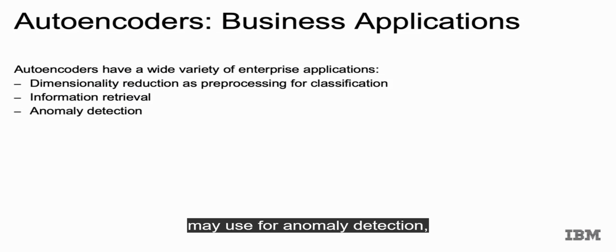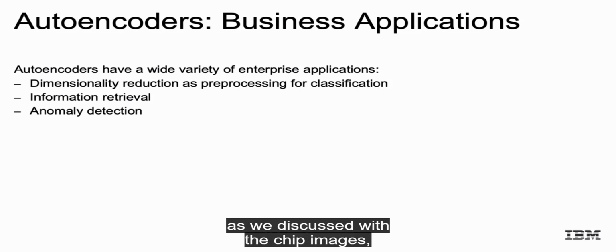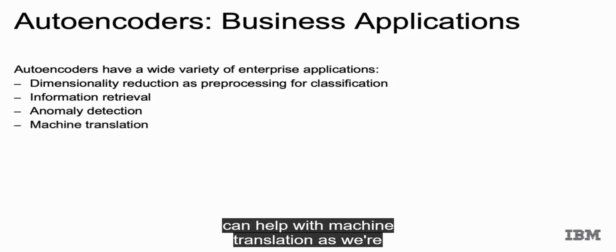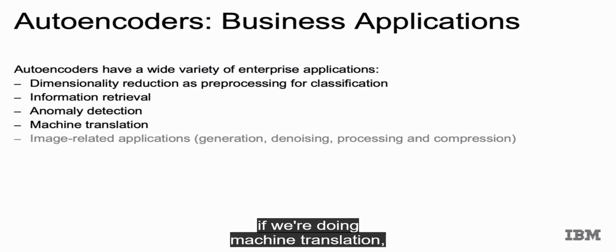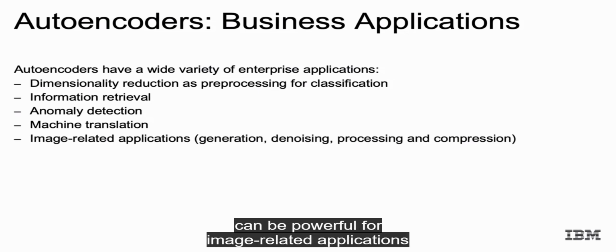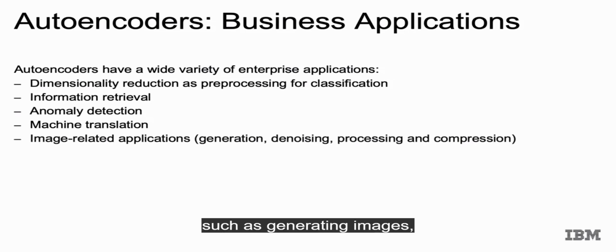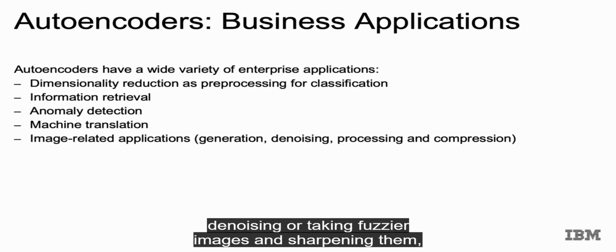It may be used for anomaly detection, as we discussed with the chip images. It can help with machine translation, as we're generally working in very high dimensional space if we're doing machine translation. It can be powerful for image-related applications, such as generating images, denoising, or taking fuzzier images and sharpening them, as well as processing and compressing, as we discussed.